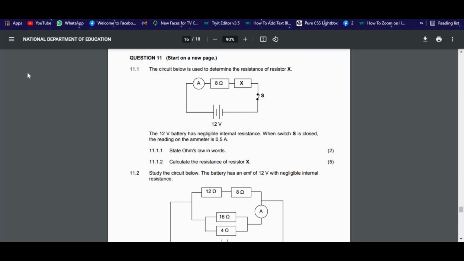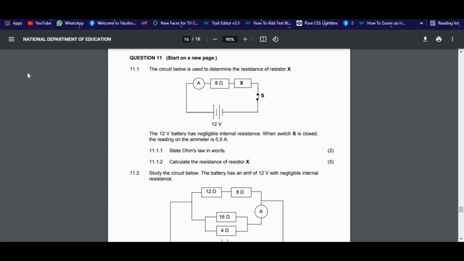Alright, we're going to move on to question 11. Question 11 is now the circuit question. It says, the circuit below is used to determine the resistance of resistor X. They say a 12-volt battery, which we see labeled there for us, has negligible internal resistance. When the switch is closed, the reading on the ammeter is 0.5 amps. They want us to state Ohm's law in words and then calculate the resistance of resistor X.